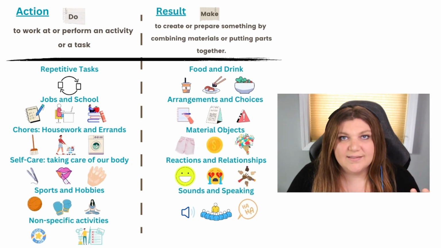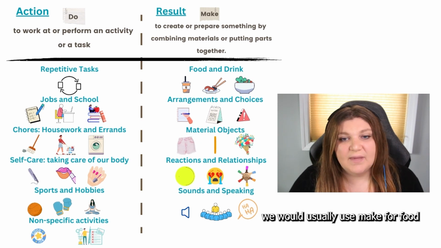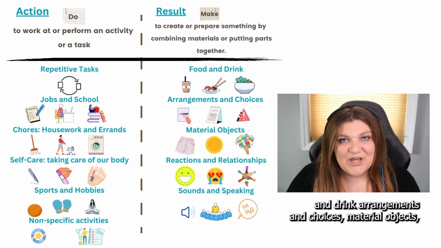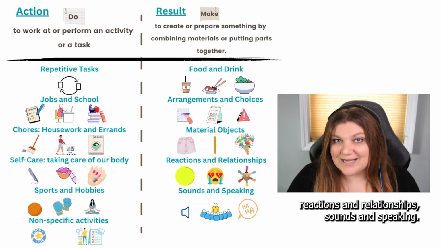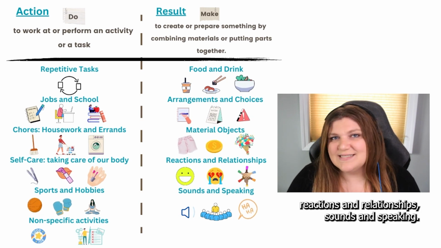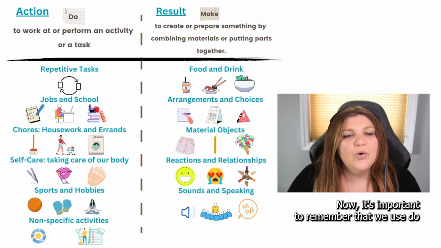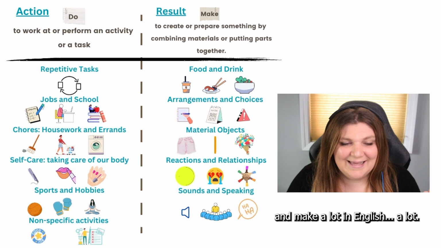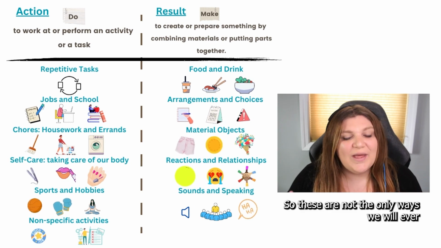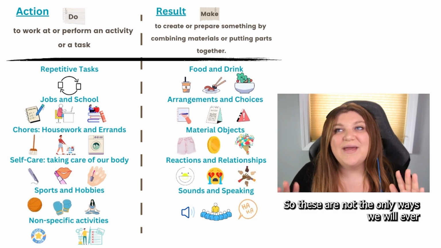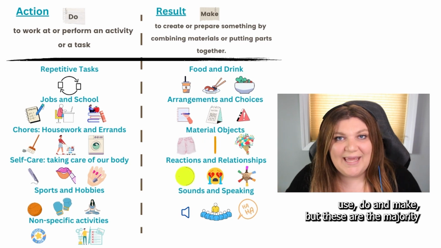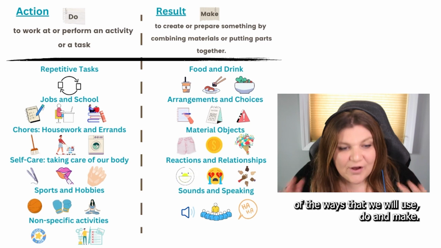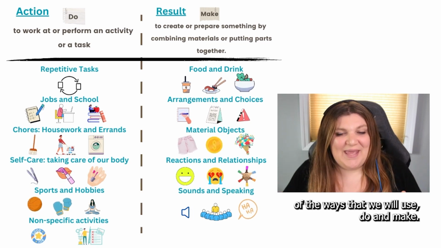Things that we create. We would usually use make for food and drink, arrangements and choices, material objects, reactions and relationships, sounds and speaking. Now, it's important to remember that we use do and make a lot in English, a lot. So these are not the only ways we will ever use do and make, but these are the majority of the ways that we will use do and make, okay?